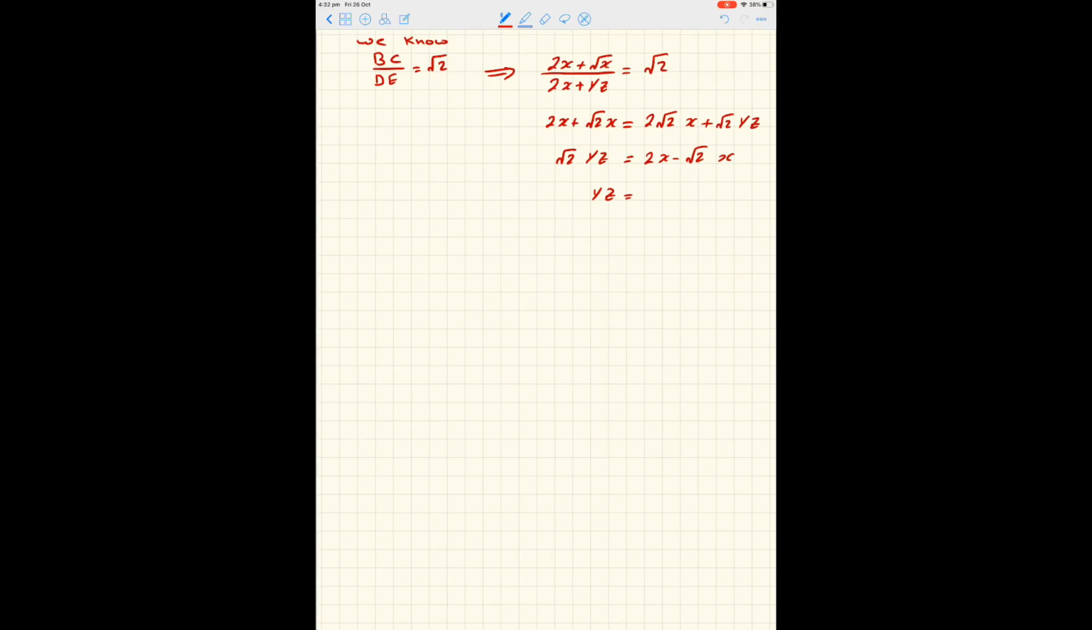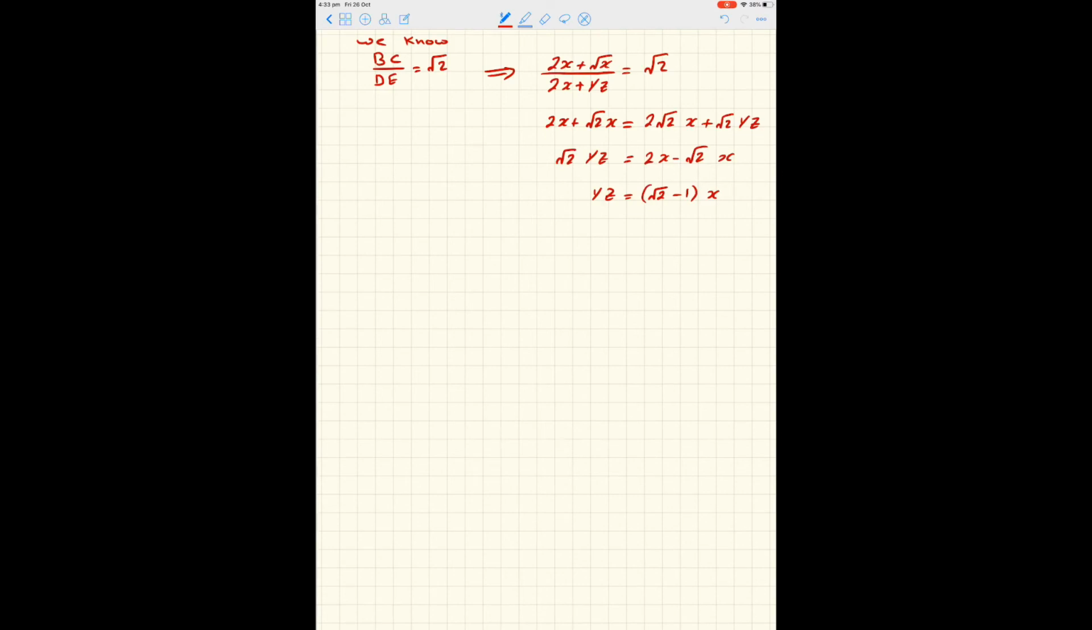Last but not least, yz, just to show you, divide everything by the square root of 2. And then again, we can rationalize if we wish. And then we're going to end up with the square root of 2 and factorize. So you get rid of, take the x outside. So we end up with the square root of 2 minus 1 x. So that's what yz is equal to. Yz is going to be the square root of 2 minus 1 x.